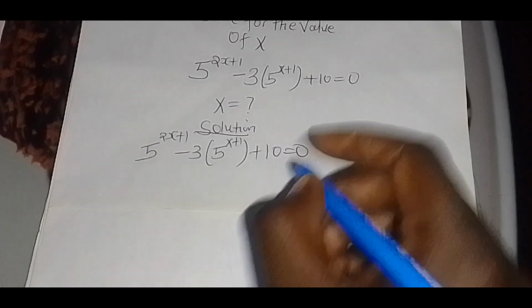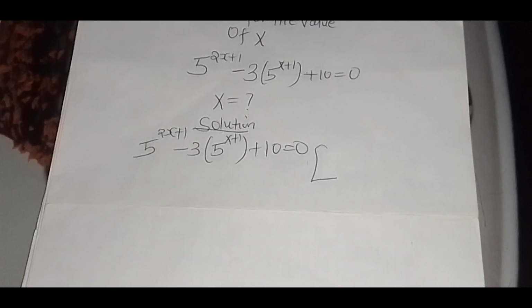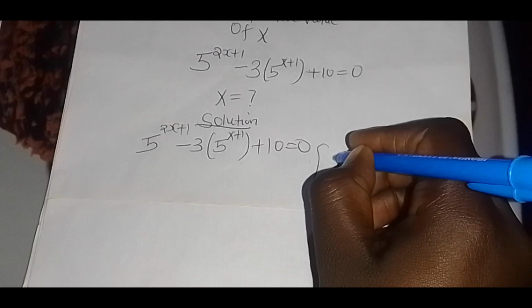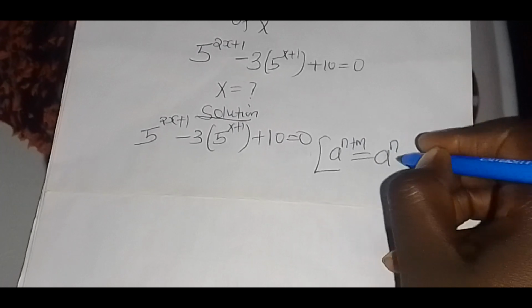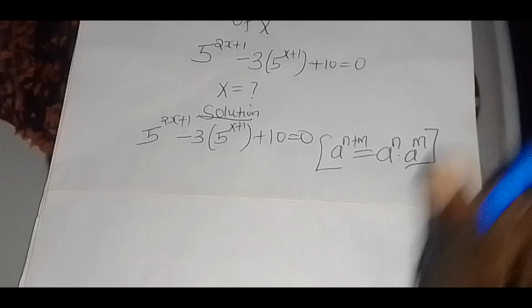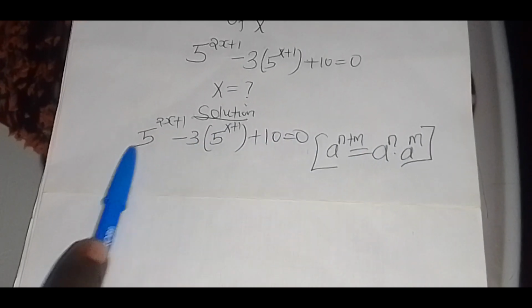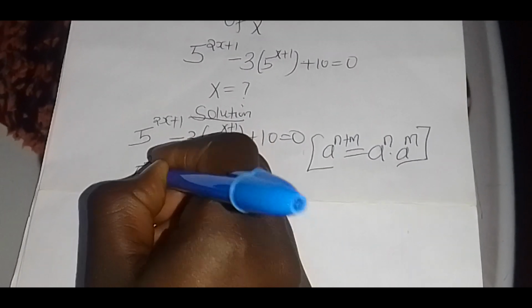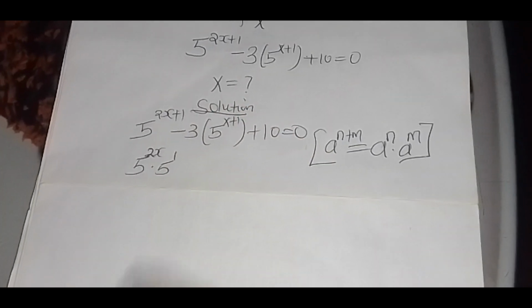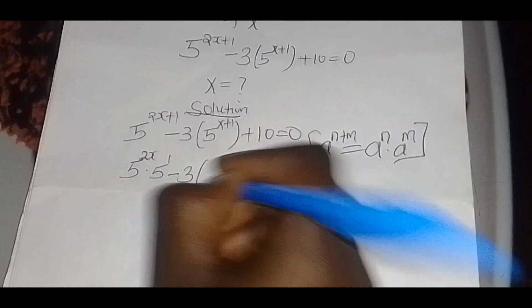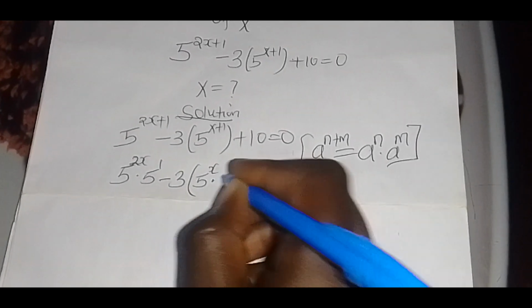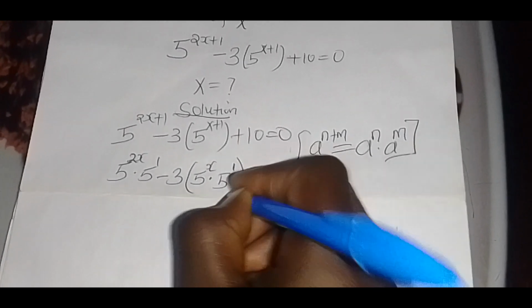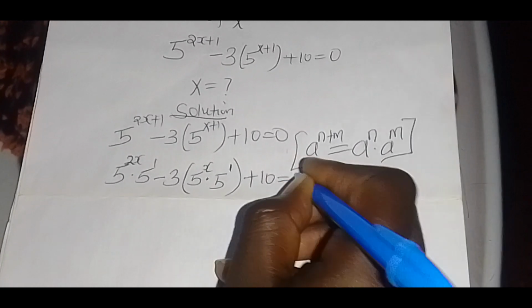Okay, so the first thing is to apply the indices identity that states that a raised to the power n plus m is equal to a raised to the power n multiplied by a raised to the power m. So we apply this identity so that we will have 5 raised to the power 2x multiplied by 5 raised to the power 1, minus 3, here we'll have 5 raised to the power x multiplied by 5 raised to the power 1, close the bracket, plus 10, this is equal to 0.